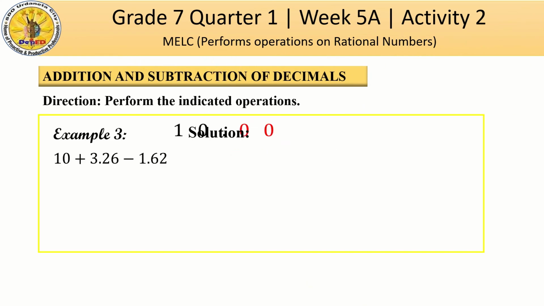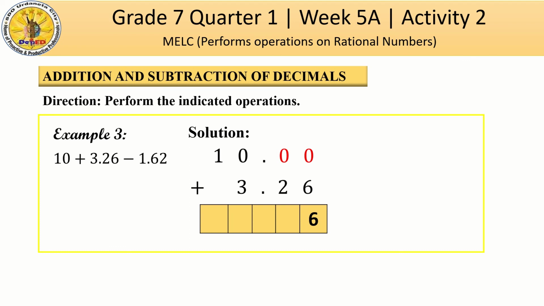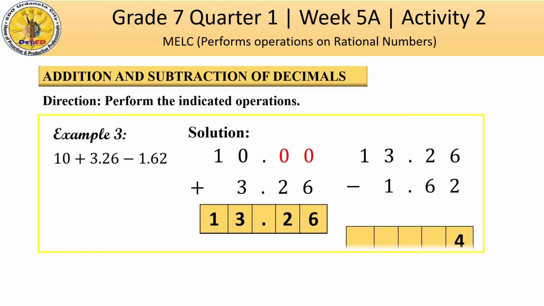Another example. 10 plus 3 and 26 hundredths minus 1 and 62 hundredths. We add zeros there. Perform first the addition. So 0 plus 6 is 6. 0 plus 2 is 2. 0 plus 3 is 3. Then 1. So we have 13 and 26 hundredths minus 1 and 62 hundredths.